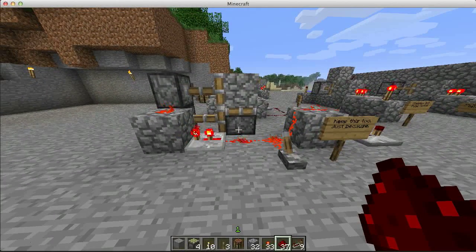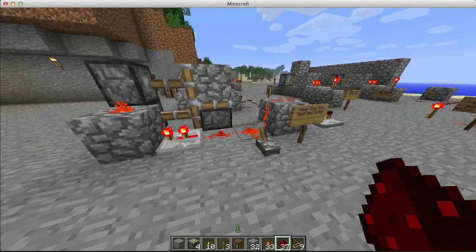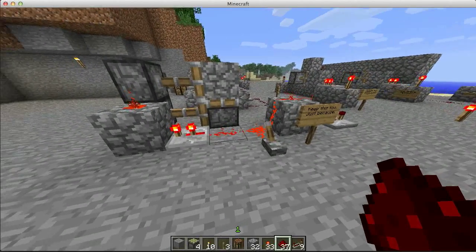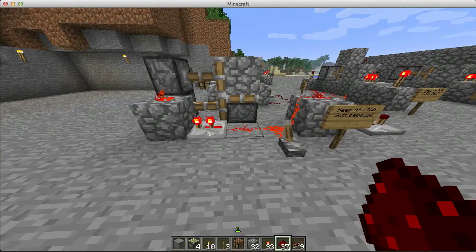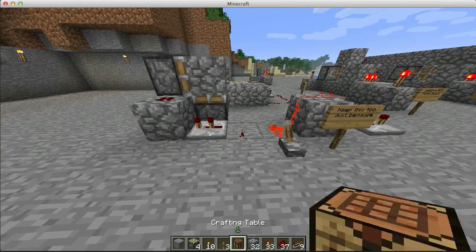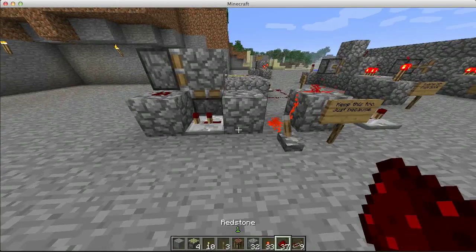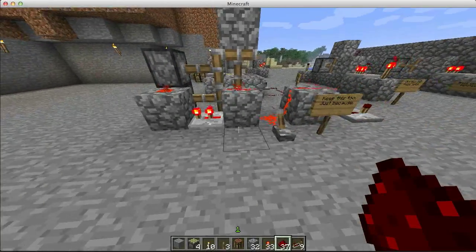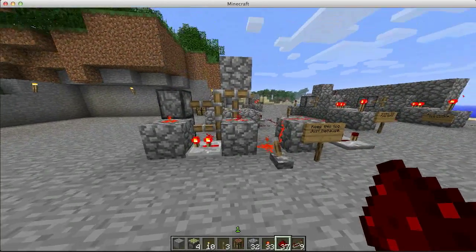If you notice, the piston did not extend, because it does not have power to it. The redstone wiring here just goes left to right. It does not power that particular block. Once the block is there, it charges and moves upwards.